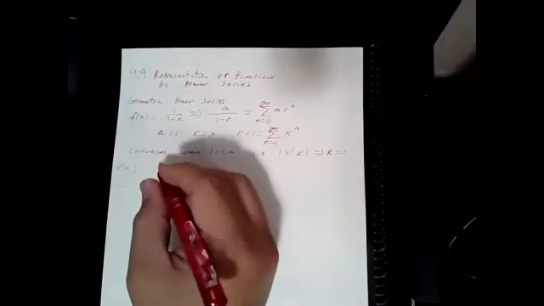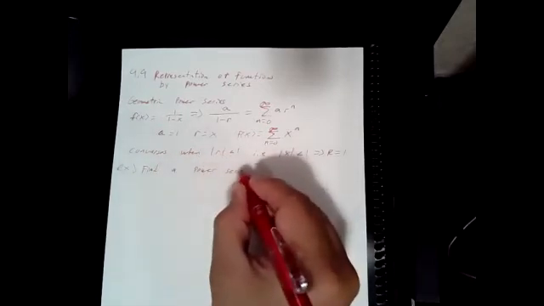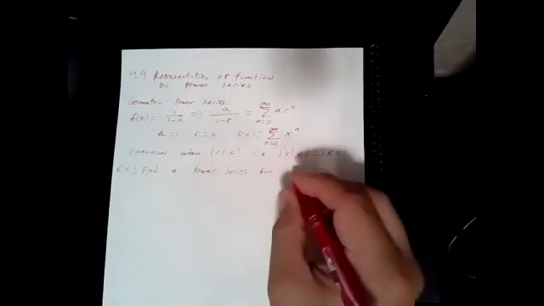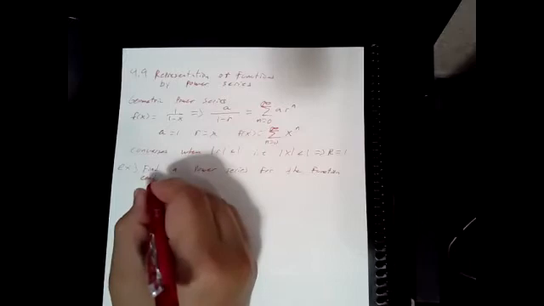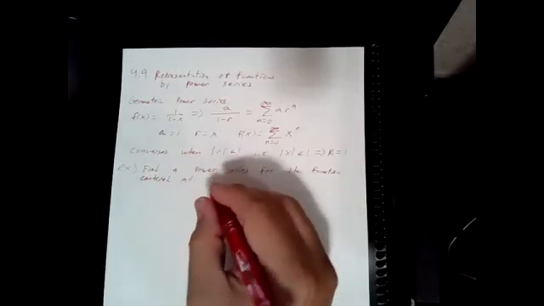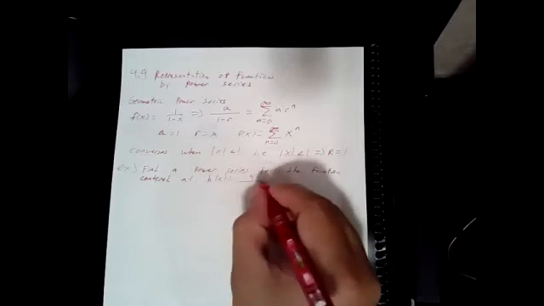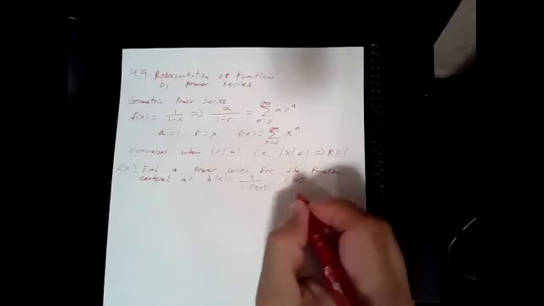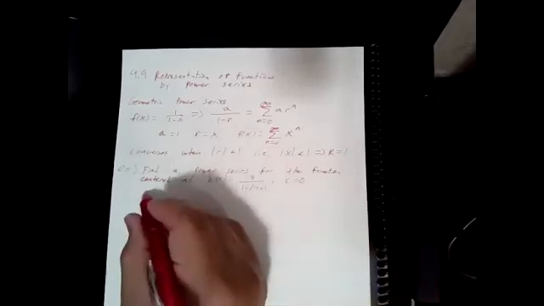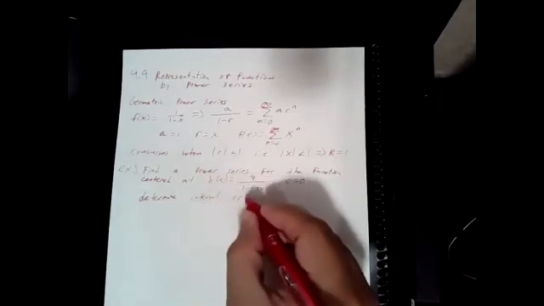Okay, so it's an example, so let me show you what I mean. Find a power series for the function h of x equal to 4 over 1 minus 7x, centered at c equal to 0 for this case. Determine the interval of convergence.